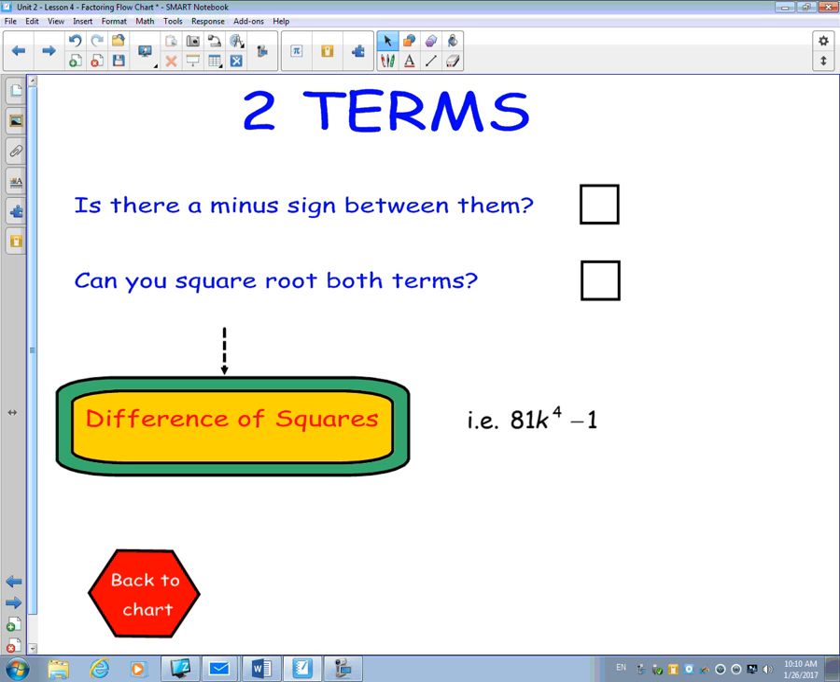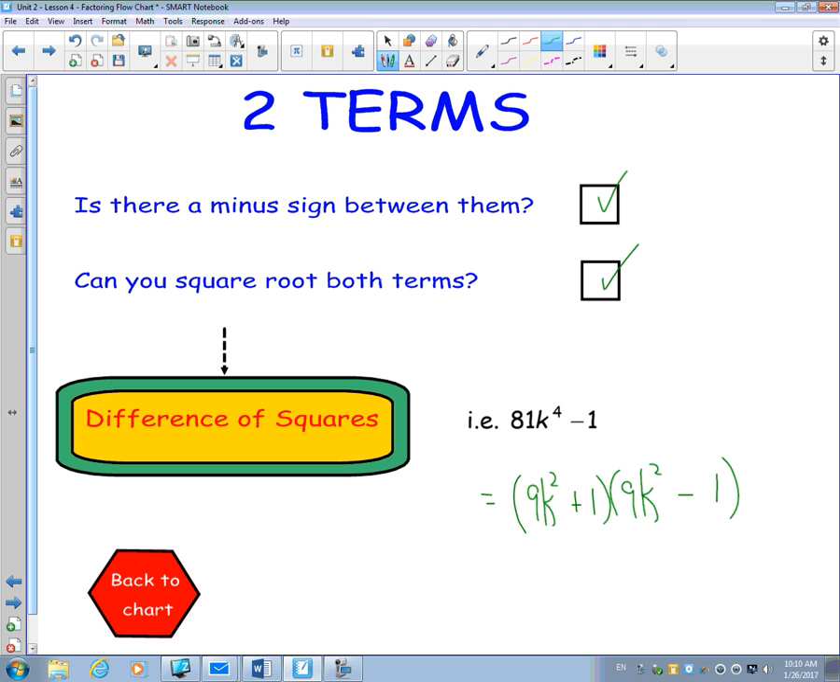Question 1: is there a minus sign? If that's true, check the next thing. Can you square root both terms? If that's also true, then you have yourself a difference of squares. Like this example, with a difference of squares, we take our 2 brackets, and we square root both terms. So the square root of 81k^4 is 9k squared. The square root of 1 is 1, and we put opposite signs between them.